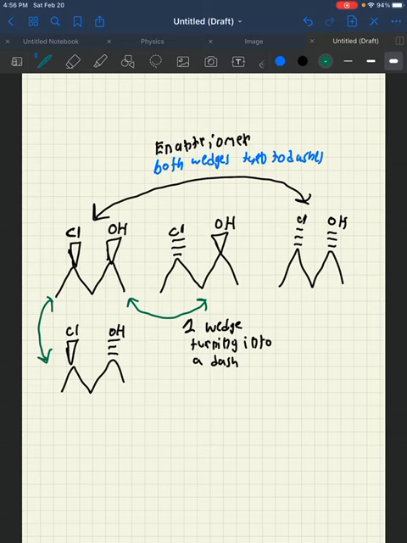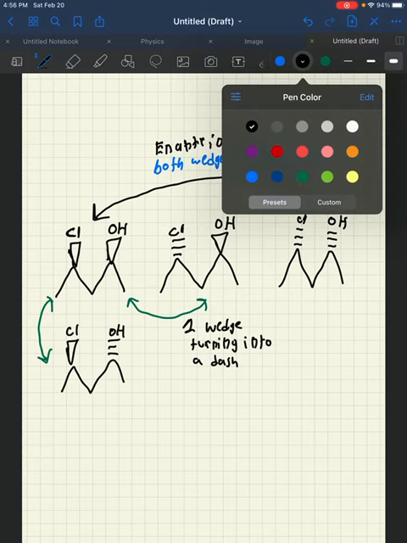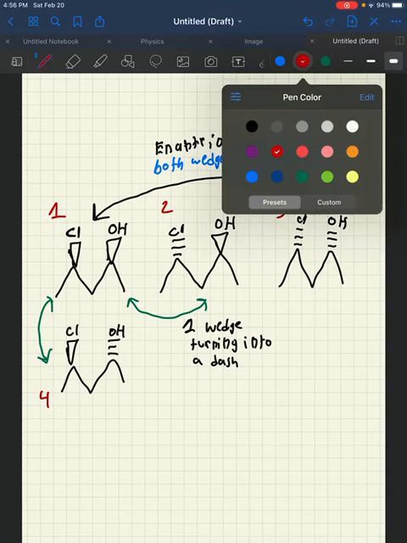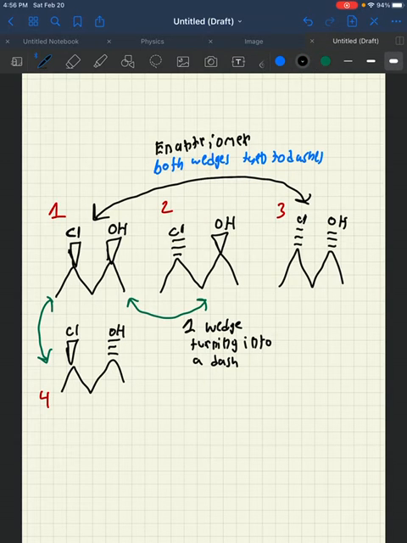I'll label these for you guys real quick so you can follow along a little better. And if you have to go back and watch, I highly recommend it. So 1, 2, 3, 4. Now then, our final compound, which is right here, number 4.